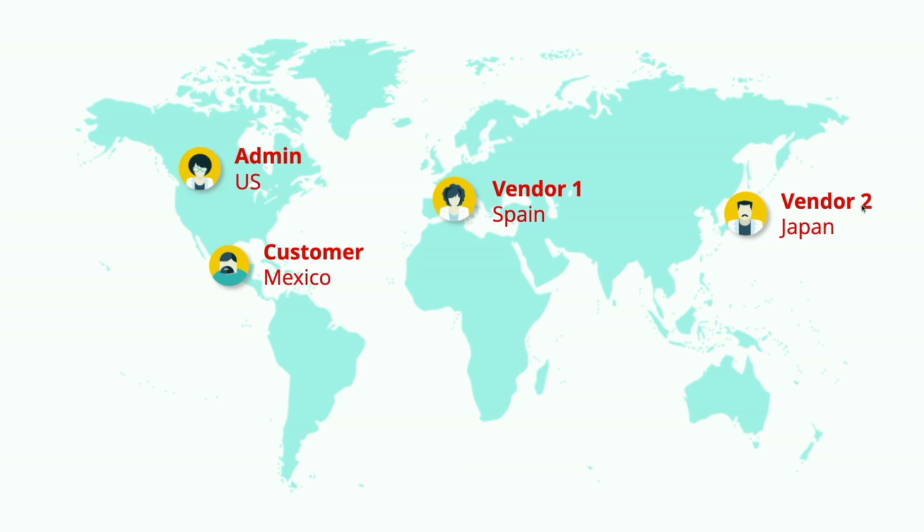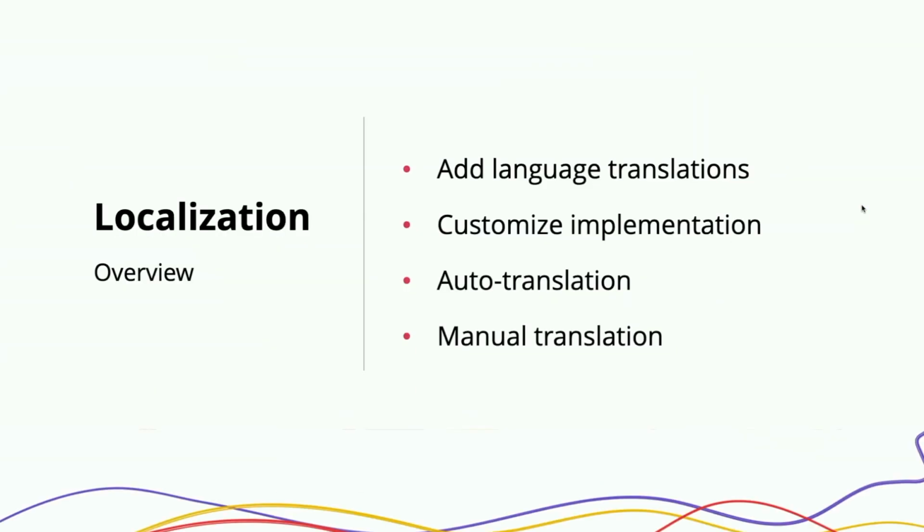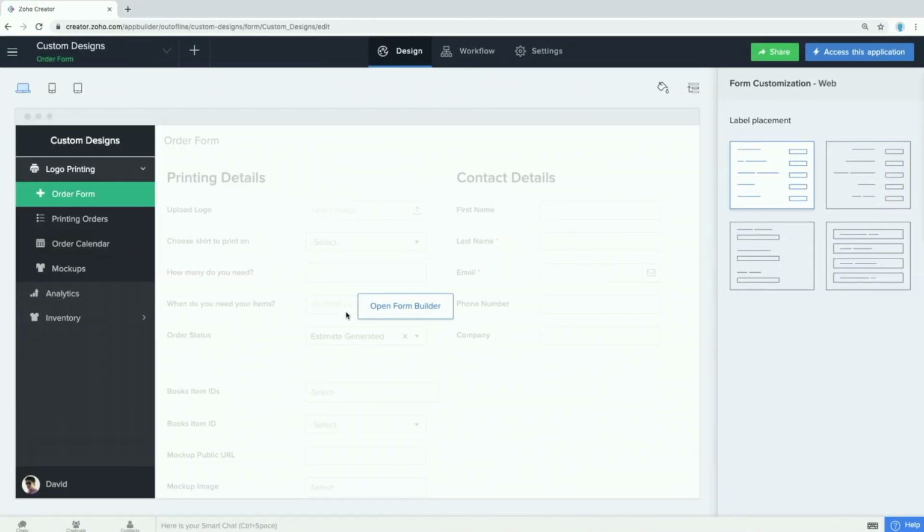So what we're going to look at is how to add translations, how to allow your app to support multiple languages, how you can control the way that the users see these multiple languages, and the actual translation process itself. All right, so let's take a look.